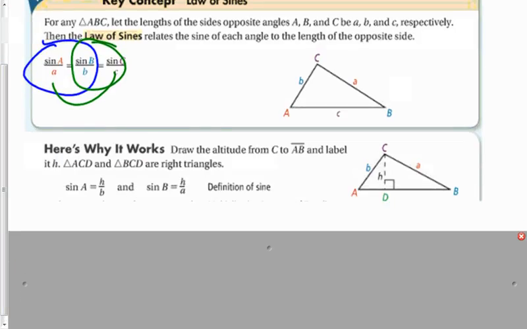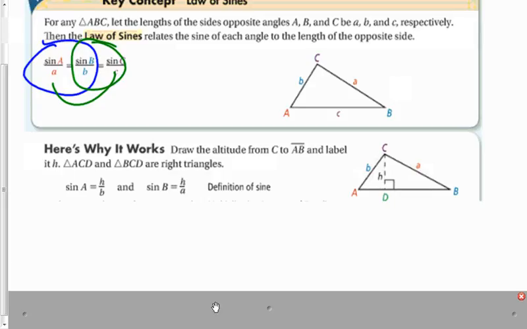And it's actually awesome. But here's why it works. It actually has to do with the altitudes, and we talked about a section on the altitudes last chapter. Draw the altitude from angle C to side AB, the opposite side, and label it h. So we have our altitude labeled h right here. Then triangles ACD and BCD are right triangles now. So sine of A would be equal to opposite over hypotenuse, which is h over b, that's side b. And sine of B would be opposite, which is h over a. That's from the definition of sine.